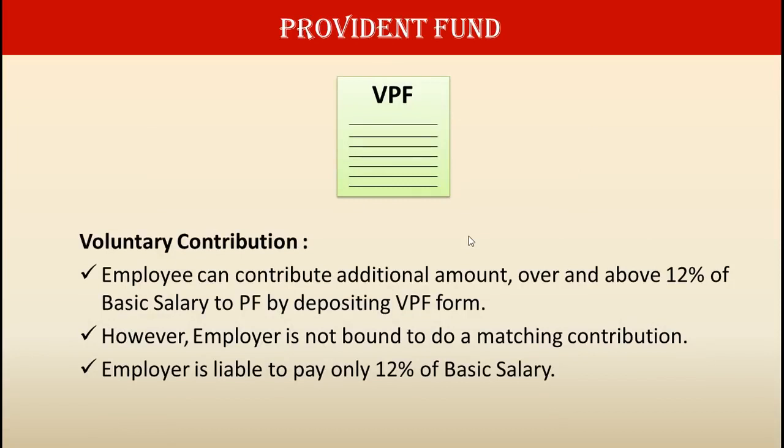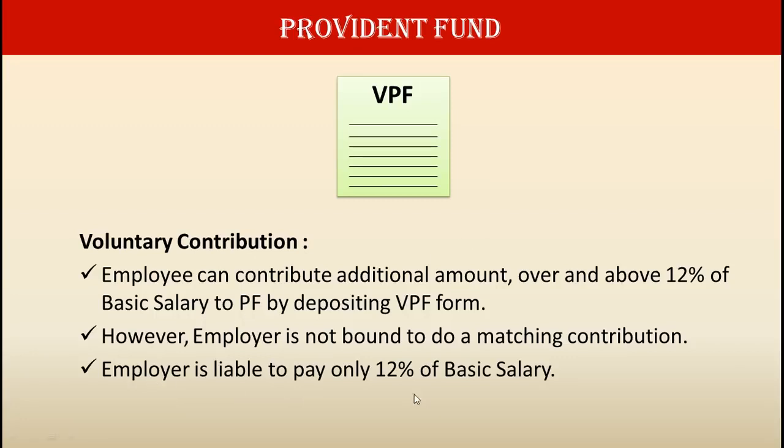So basically, as we have seen, it is just 12% of the basic salary, and those who want to voluntarily contribute towards the provident fund, if they think that this 12% is less and they can contribute more, then they can do so by providing a declaration, that is a voluntary provident fund form they can fill up, which will contain different personal details of the employee.